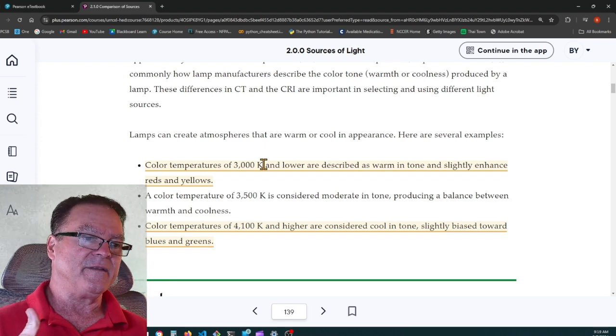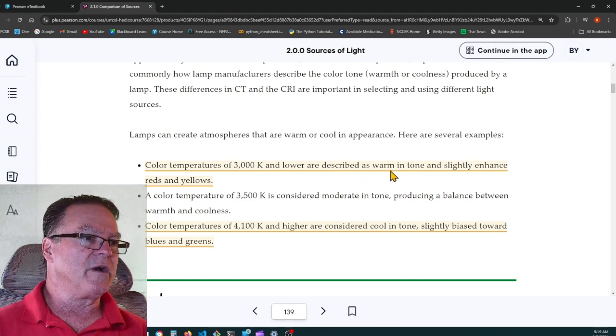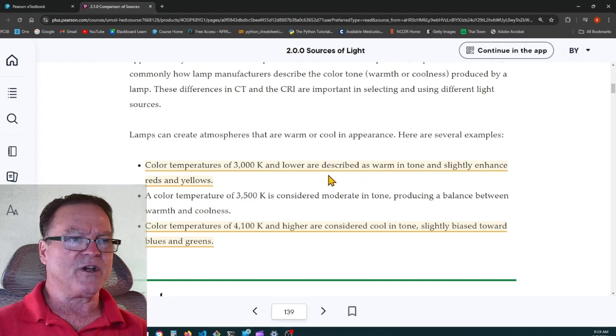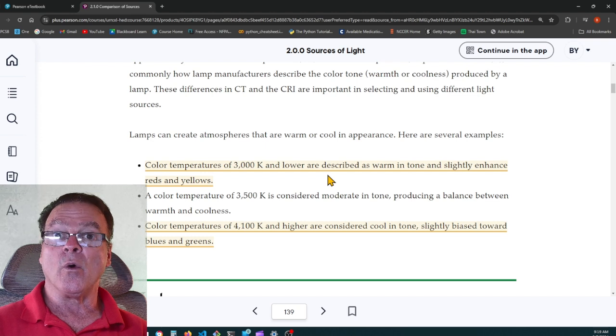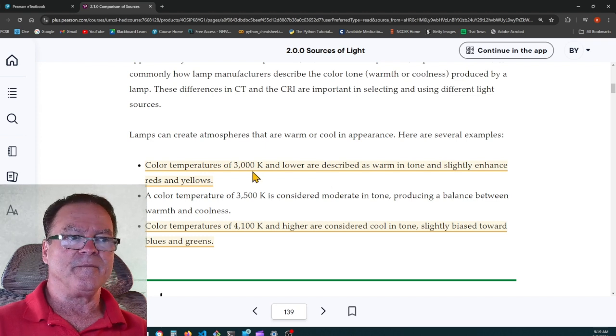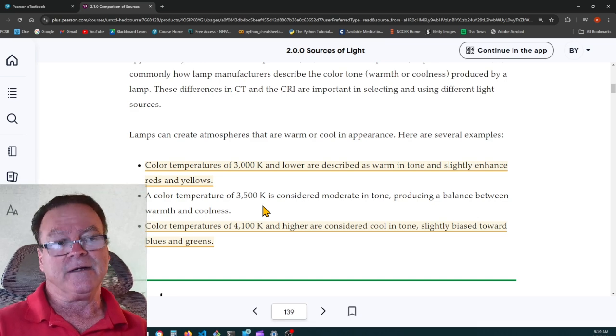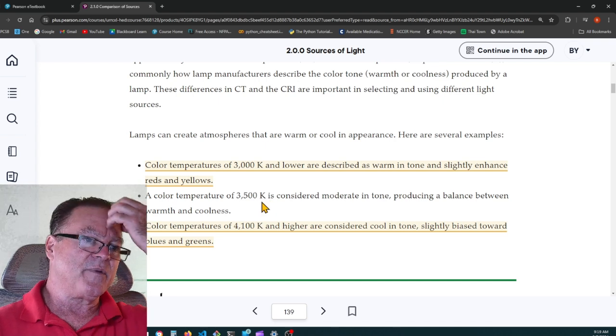And they imagine that at 3,000 kelvins and lower, those are described as warm tones because they're reddish or orange. Even though 5,000 or 8,000 kelvins is higher on the temperature scale, those colors tend to be blue and we call them cool colors. So it's counterintuitive. You just have to kind of wrap your brain around it.